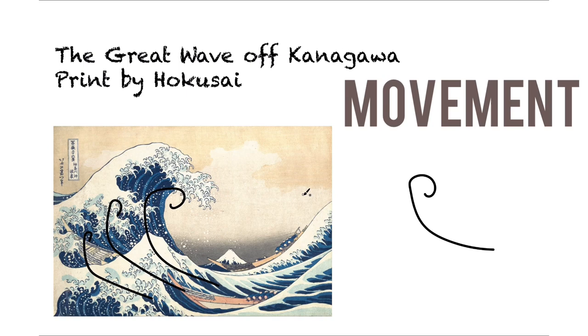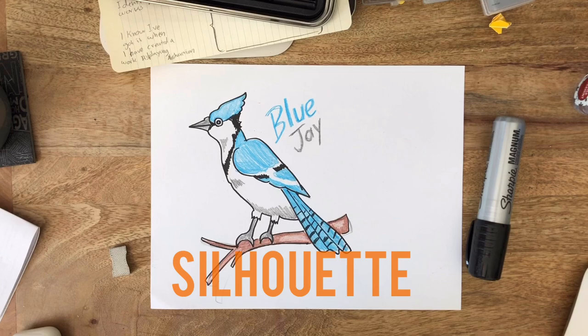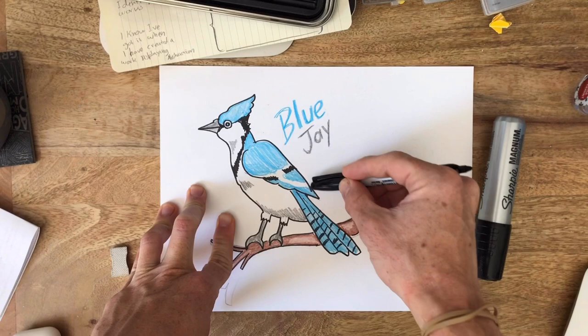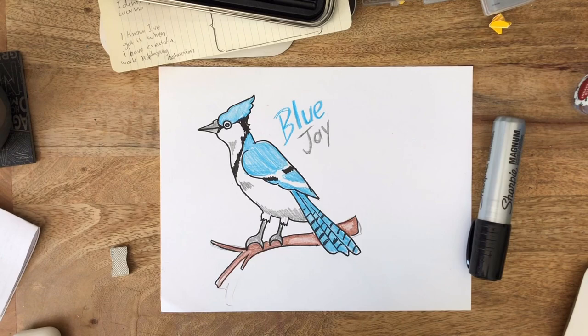But now let's move into an artwork that we're going to be creating today. Okay, so the next word we're going to be talking about is silhouette. The best way to think about a silhouette is that it's really just the lines around the outside of an object. So I drew this blue jay, and if I want to change it into a silhouette, what I have to do is get rid of all the interior.